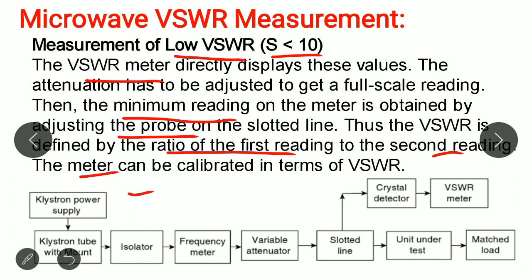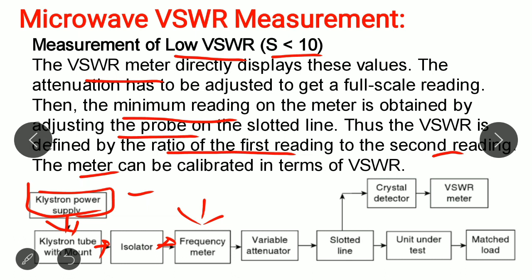Now this is a microwave bench setup. First, the klystron power supply will give the supply to a klystron tube. Then we have an isolator, which is included so that no reflections from the waveguide can travel back to the source side. Then we have a frequency meter, which will be used to resonate at a given microwave frequency.